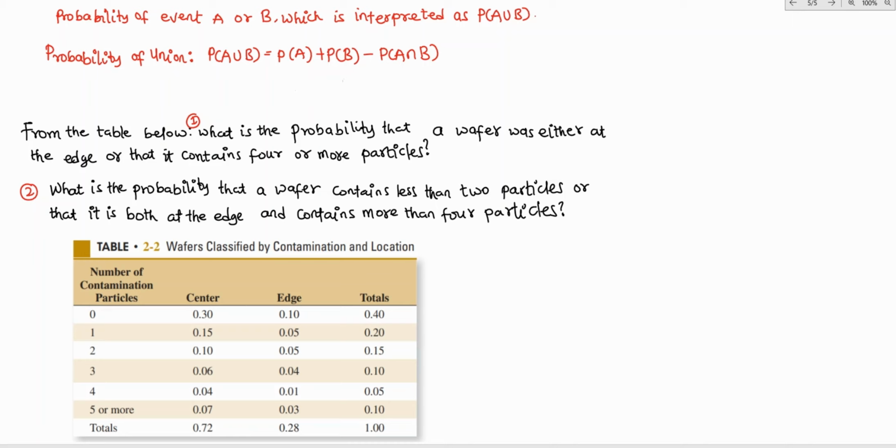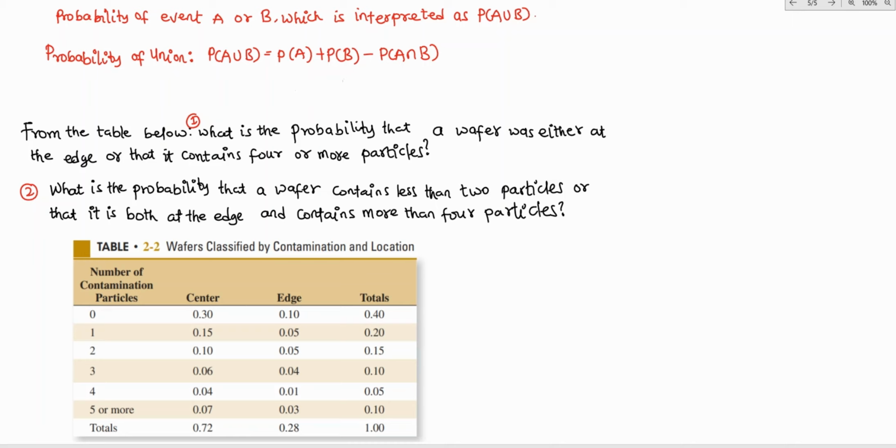In this video, we are going to learn about probability of union. Assuming you have two events A and B, the probability of event A or B, which we can interpret as the probability of A union B, is equal to the probability of A plus the probability of B minus the probability of A intersection B.